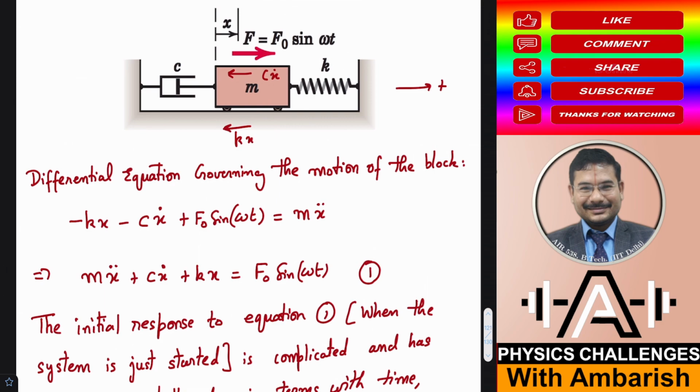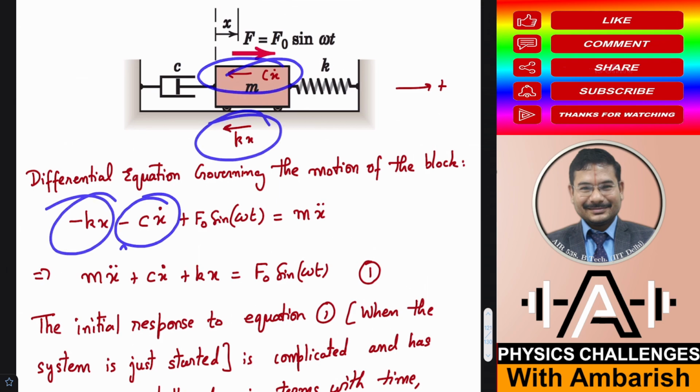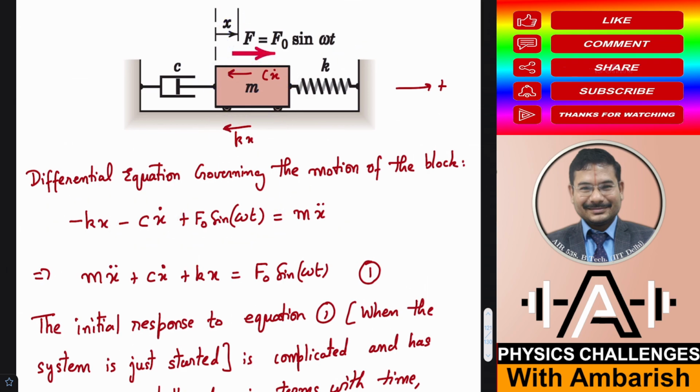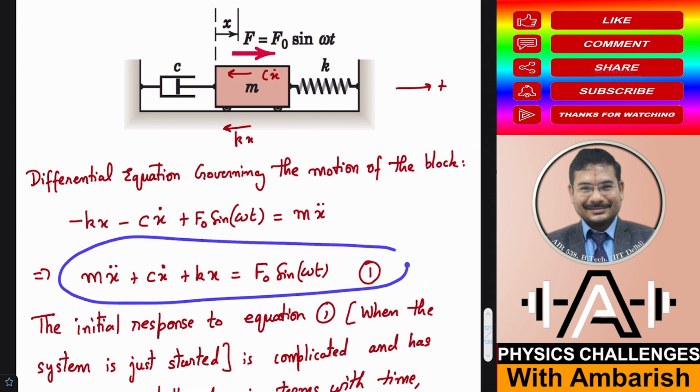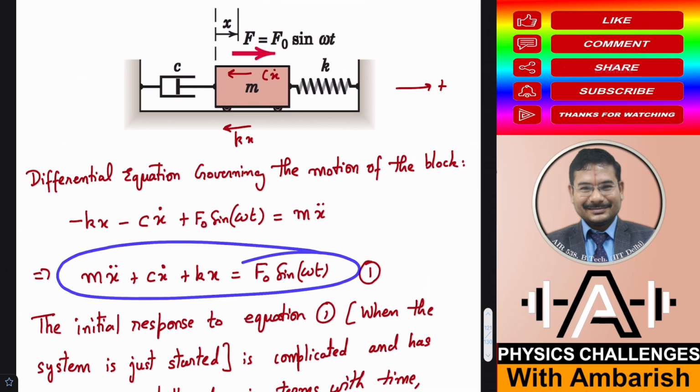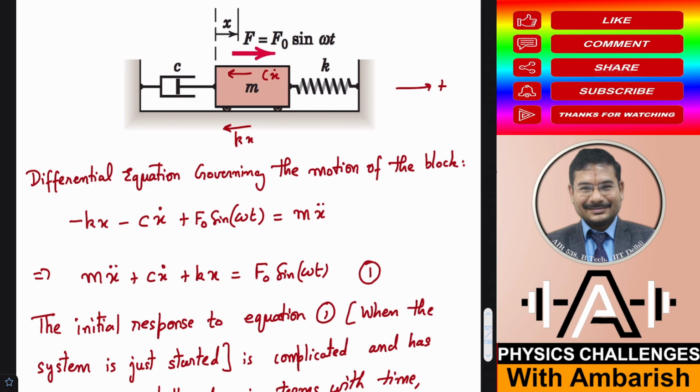So rightward direction I have taken as positive, so leftward forces are negative. So minus kx and minus c x dot plus F naught sine omega t, that should be equal to m x double dot, that's mass times acceleration. And if you rearrange this equation, you simply get m x double dot plus c x dot plus kx is equal to F naught sine omega t. So this is the standard differential equation for forced oscillations, and now we want to find out its solution.